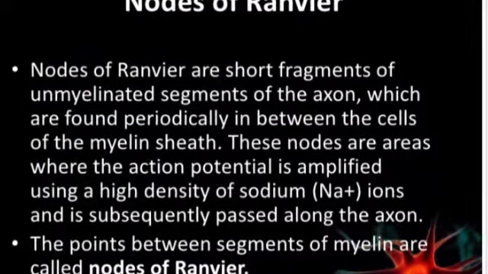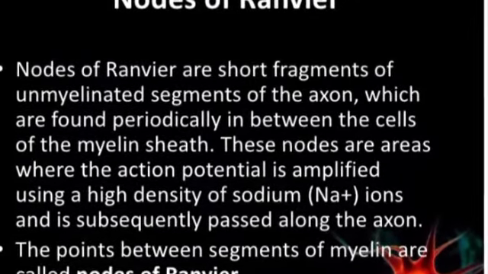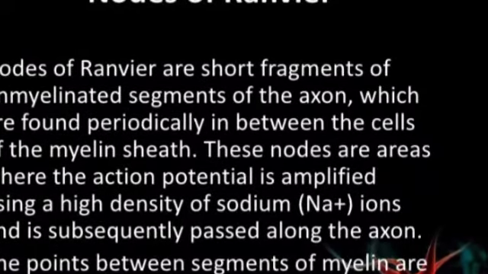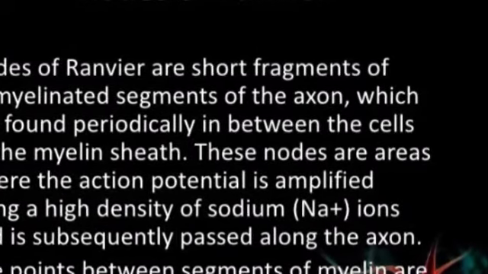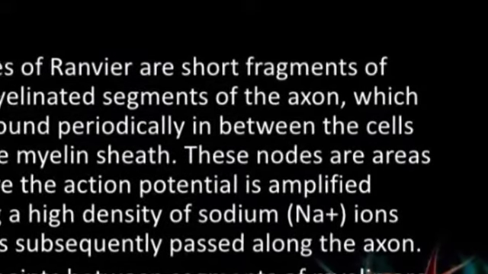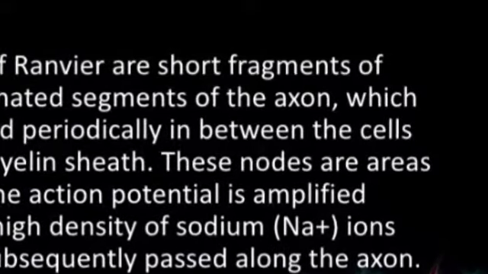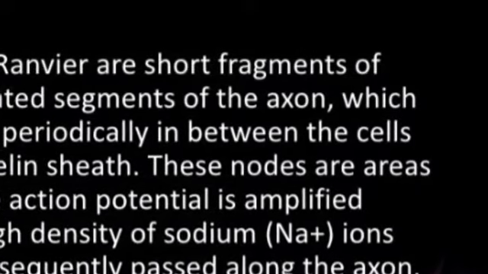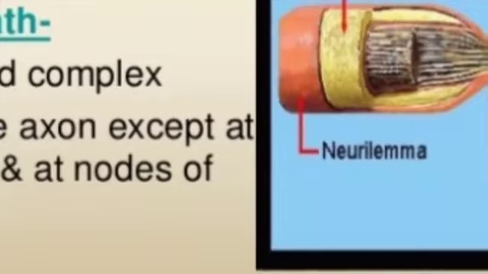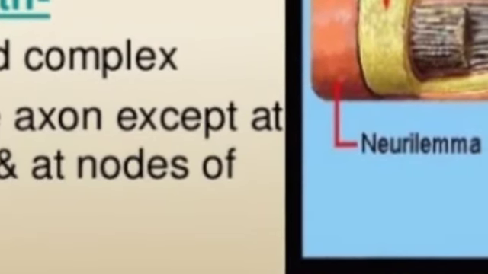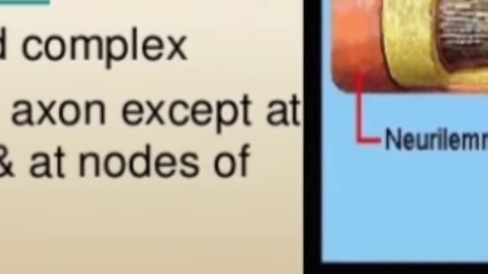Next one is nodes of Ranvier. Nodes of Ranvier are the points between segments of the myelin sheath. These are the short fragments of unmyelinated segments of the axon, which are seen periodically in between the cells of the myelin sheath. So, what is myelin sheath? Myelin sheath is a protein lipid complex that envelops the axon except at the ending and at nodes of Ranvier.